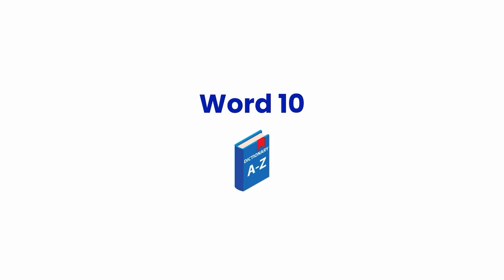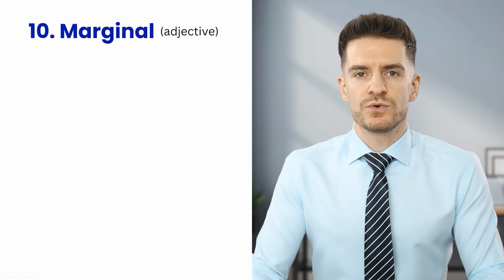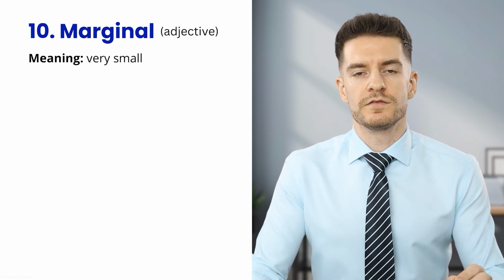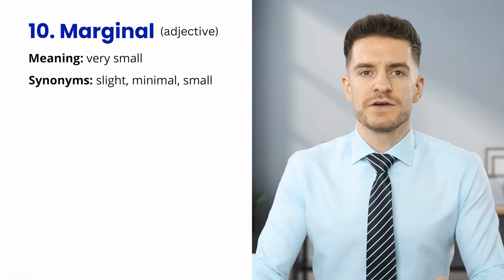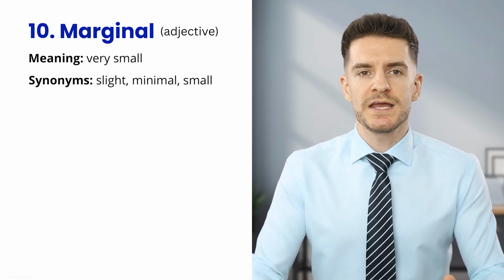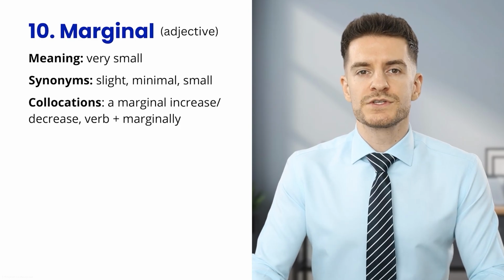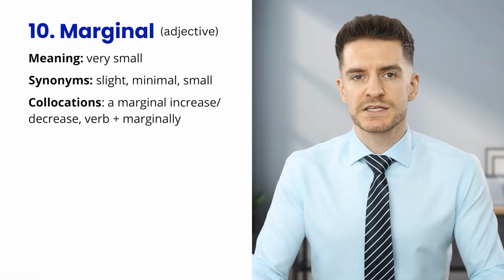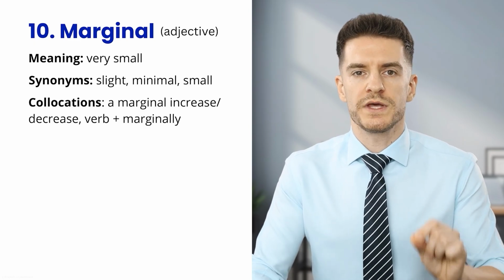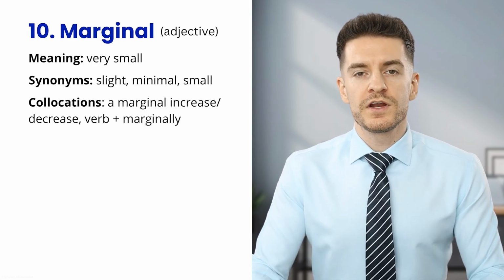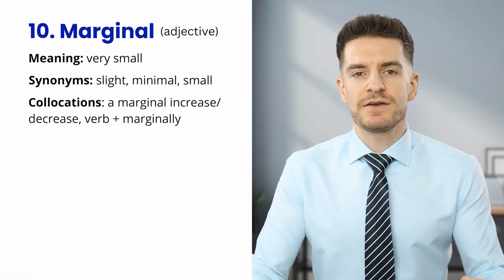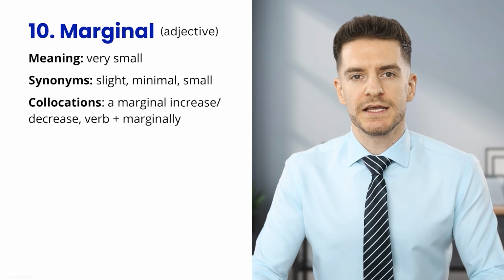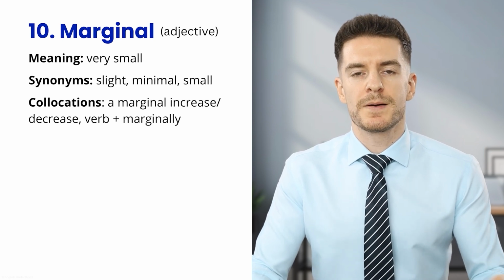Okay, let's move on to word number 10, which is marginal. Now, marginal is an adjective, and it means very small, very, very small. So here are some synonyms. We got slight, minimal, and small. Here are some collocations: a marginal increase or a marginal decrease. So that means a very small increase or decrease. Or alternatively, you could use marginal as an adverb by simply adding ly. So you could say verb plus marginally. So you could say something like dropped marginally.